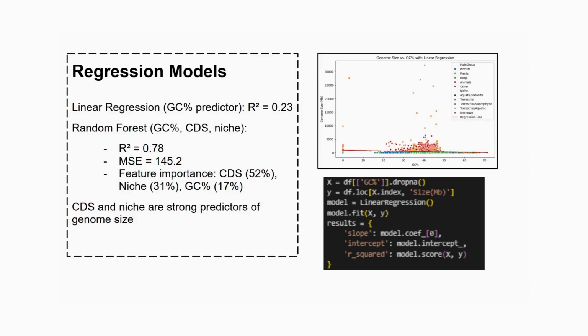So in this case, we got R square, which is equivalent to 0.78, and mean squared error, which is equivalent to 145.2. Feature importance revealed that CDS was the most important predictor, at 52%, followed by niche, which is 31% important, and finally GC percentage, which accounted for the rest. This shows the number of coding sequences and ecological niche are strong indicators of genome size.